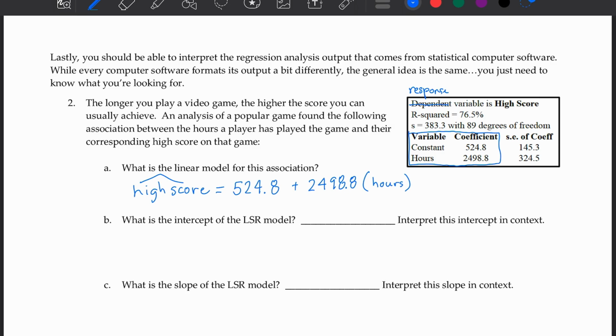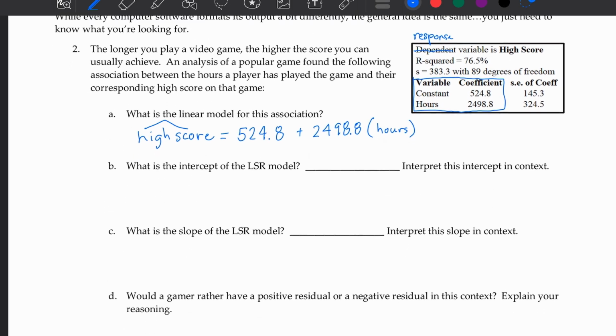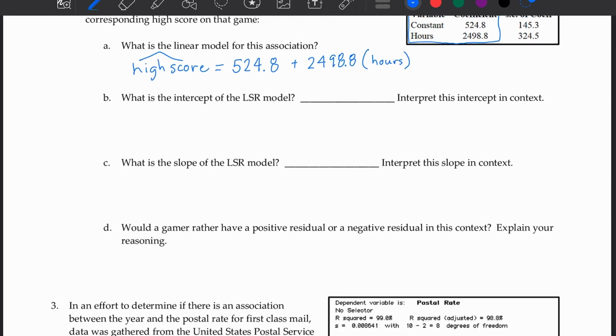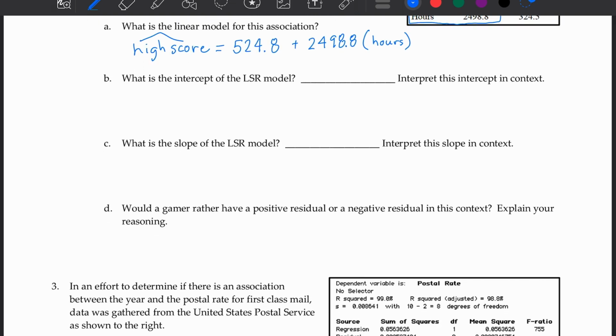All right. At this point, I think you are set to fill out the rest of this backside. Let me just walk you through it really quickly. Now it's going to ask you what's the intercept of the model. We've already found all those numbers up here in the box and wrote the equation for ourselves, so we're set up for that. Interpret that in context. What's the slope? And interpret that.